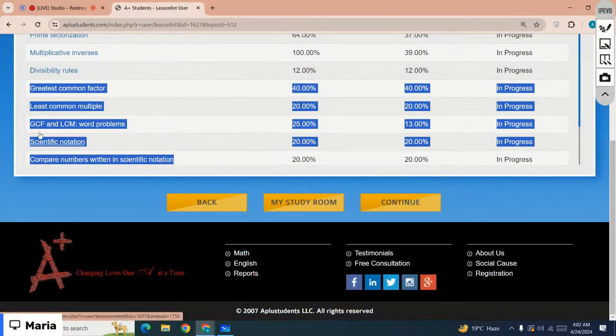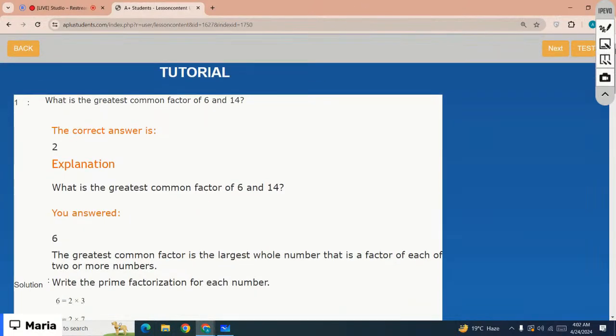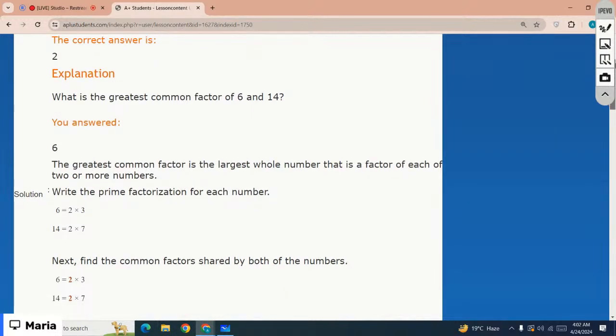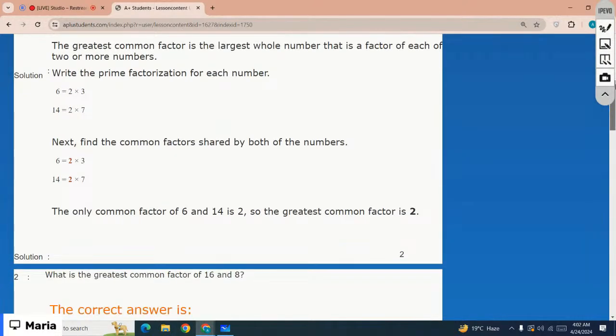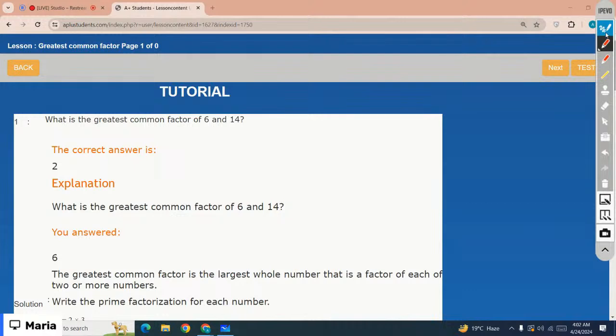Here I am on grade 7 math. The chapter we are on right now is number 3. Let's start with the first lesson, that is greatest common factor. We're going to find the GCF. What is the GCF of 6 and 14? When we're working on the GCF, we write down the common factors. Factors are the numbers that can completely divide a number. Here you have to find the greatest common factor of 6 and 14, so let's write down the factors.